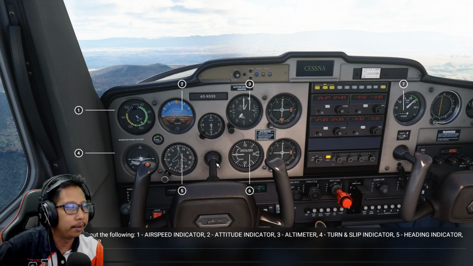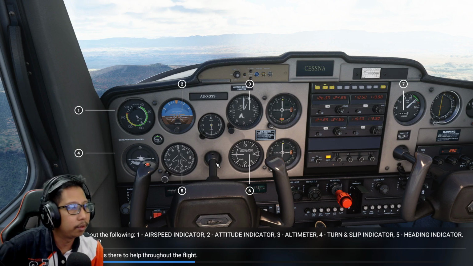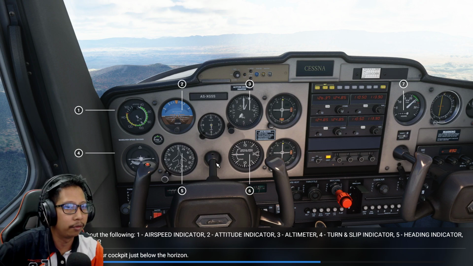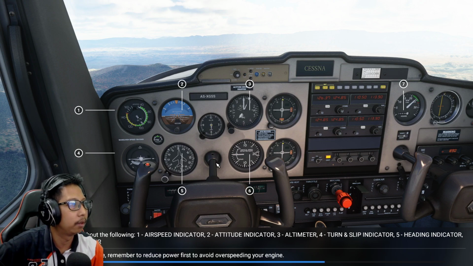Right, airspeed indicator is number one. Focus altitude. Altimeter is your altitude, and the fourth is your turn and slip indicator. Five is heading indicator. Okay, number six is variable indicator. Seven is spectrum indicator, right, the arc indicator.